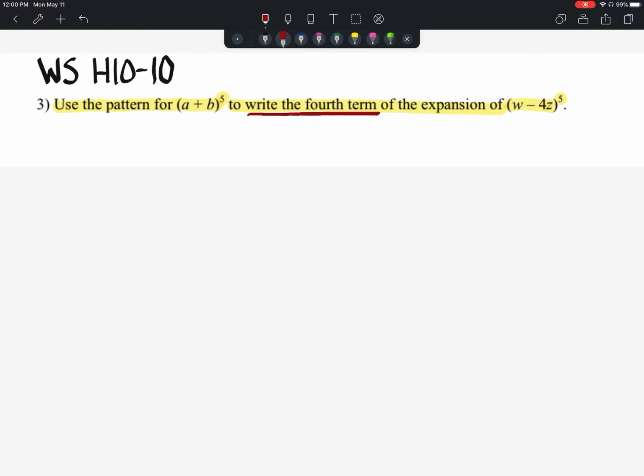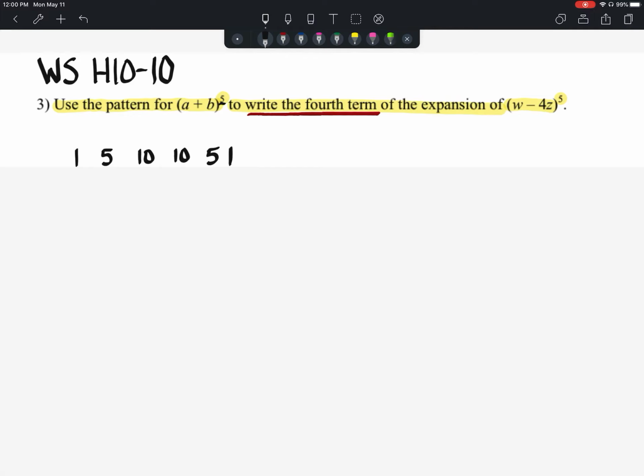So the pattern for a plus b to the 5th power, right? Remember, we're talking about the 5th row of Pascal's triangle, so there should be 6 terms. If you look at your Pascal's triangle, either on your resource page or if you redraw it, you'll notice it should be 1, 5, 10, 10, 5, 1.